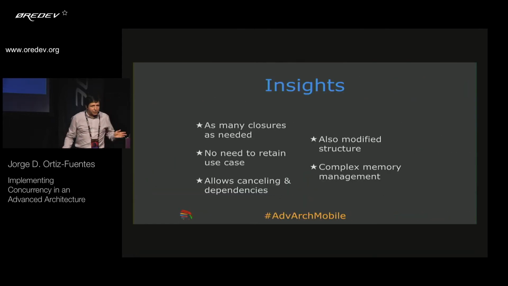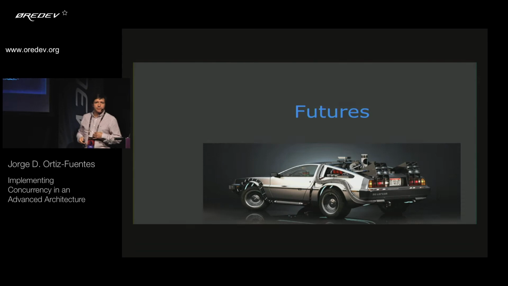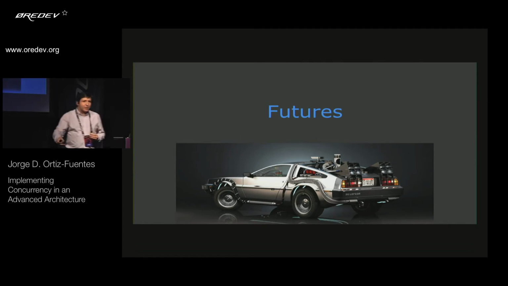We can have here as many closures as we want, as we had before. No need to retain the use case, which is, as we said before, an advantage, but also we have the ability to cancel and to create dependencies between the different parts of our use cases in order to provide a more coordinated solution. The thing is that we also need to modify a little bit the structure of a use case, and the memory management is as complicated as in the previous case. Let me show you another alternative, futures.